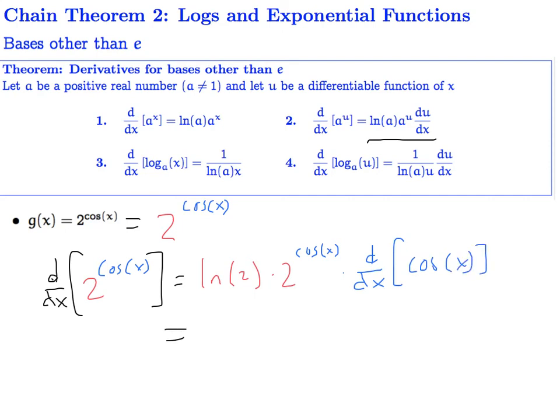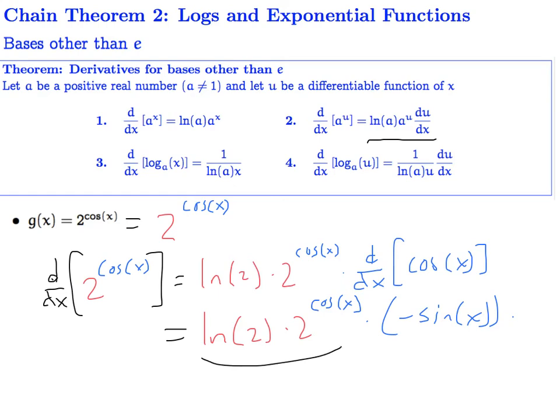And so when we simplify, we have the natural log of 2 times 2 to the cosine of x times the negative sine of x. So not so bad, it's just a matter of thinking through what the form of the derivative of the outside function, keeping the inside the same, is going to be. We'll do one more example here.